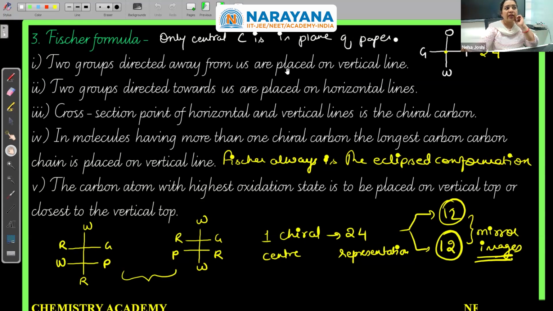The two groups which are directed away from us are placed on the vertical line. Those which are on the horizontal line will be directed towards us. The cross section of horizontal and vertical, the chiral carbon, is in the paper plane. And in molecules, if there is more than one chiral carbon, then the longest carbon chain is placed on a vertical line. Now, this is again particularly for two chiral carbons. I can exemplify. Fischer always is the eclipsed conformation. That is a rule. The carbon atom with the highest oxidation state is to be placed on the vertical top or closest to the vertical top.